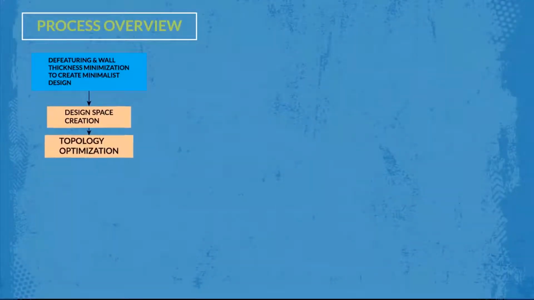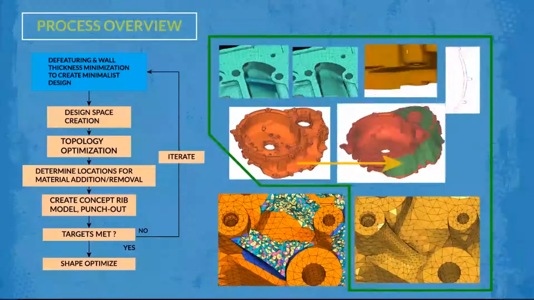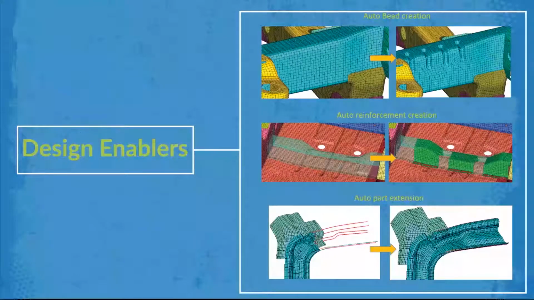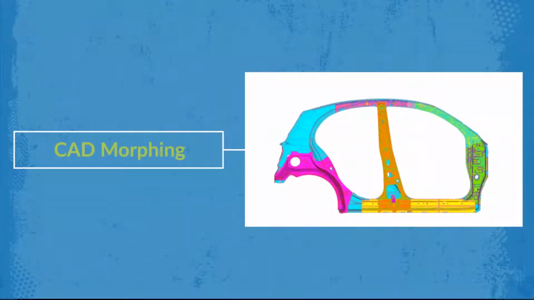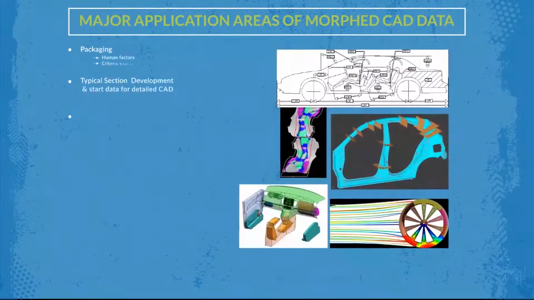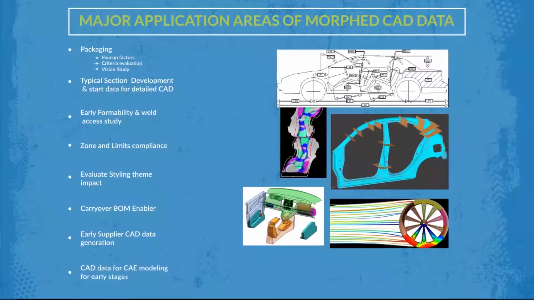Our minimalist design-based optimization is a combination of topology optimization with feature, shape, and size, which provides best implementable solutions in the shortest time window. Design enabling. Automatically create typical design solutions required to improve structural and CFD performance and reduce weight. CAD morphing. Morph existing CAD data, body structures, powertrain, and chassis parts directly to new shapes. The major application areas of these morphed CAD data are packaging, section development, zone and limits compliance, evaluate styling theme impact, CAD data for CAE modeling for early stages, etc.